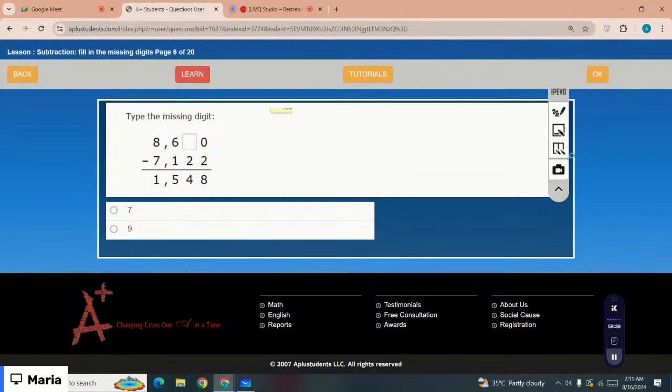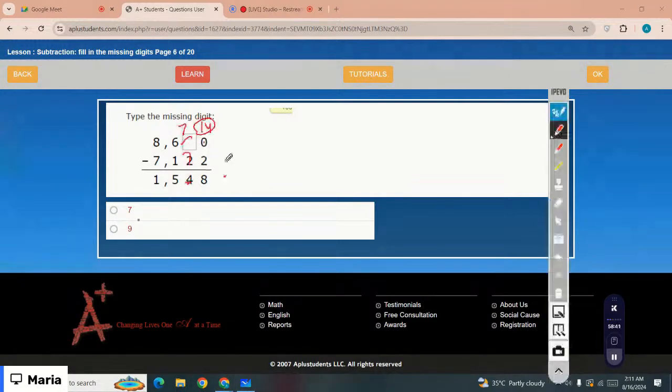So start subtracting, right? 0 take away 2, you cannot. You need to borrow 1 from here, right? That makes it 10. 10 take away 2 is 8.